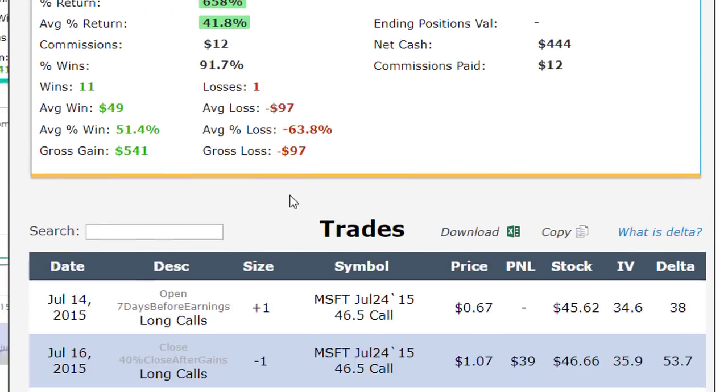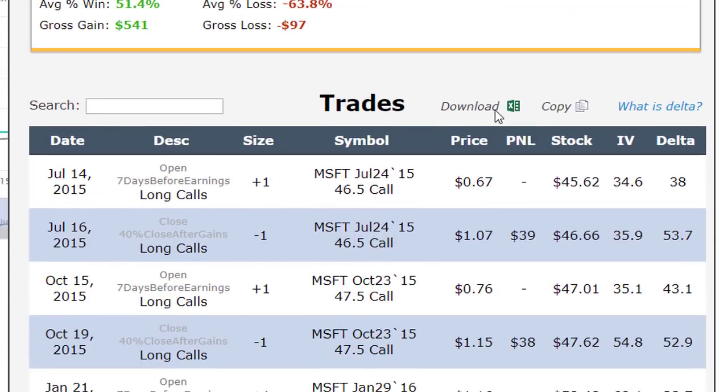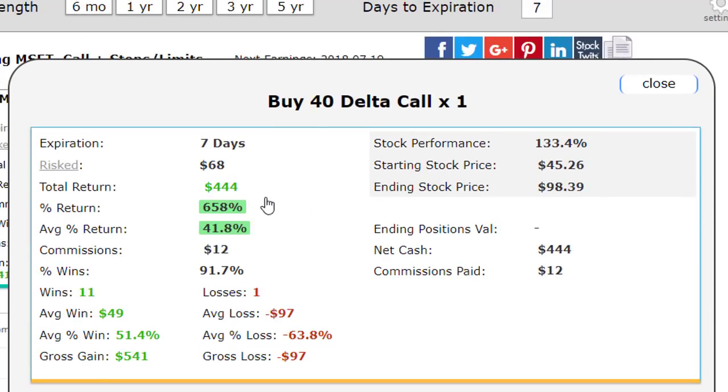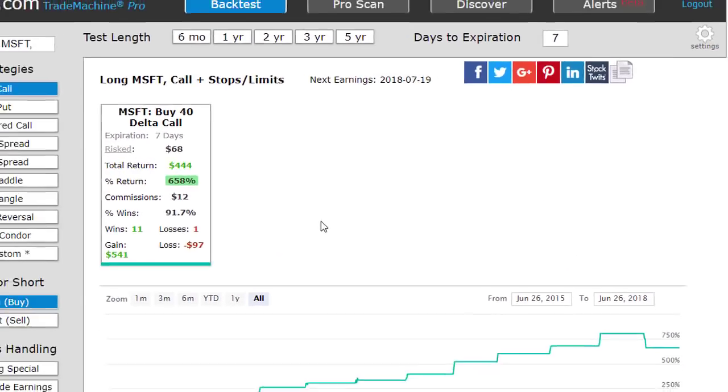The other thing you can do, if you want to get more detailed, is download or copy all the actual trades for that period. In this case, we're looking at 3 years, 12 trades, 1 trade per quarter. So it's really, really good information. I really like the tool.